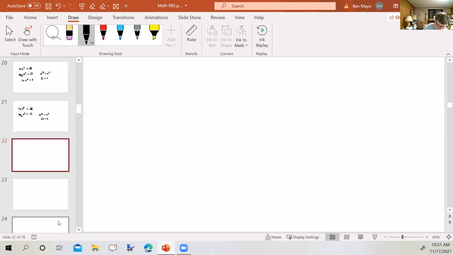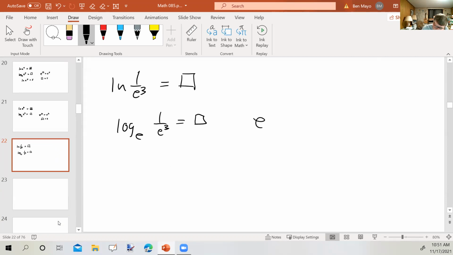How about this one? The natural log of 1 over e cubed. Well, that's equal to some unknown. So now we've got log base e of 1 over e cubed equals the box. So e to the box equals 1 over e cubed. But I could write 1 over e cubed as e to the negative 3 power.